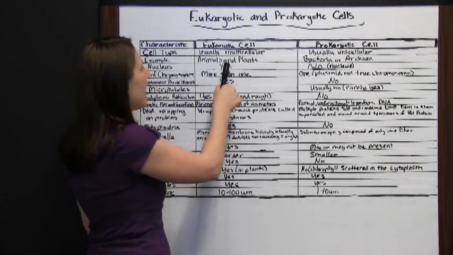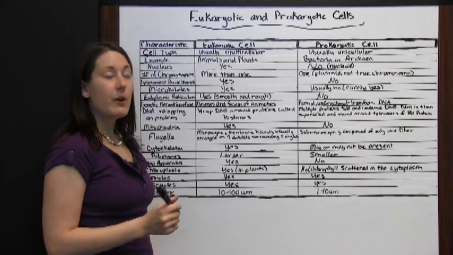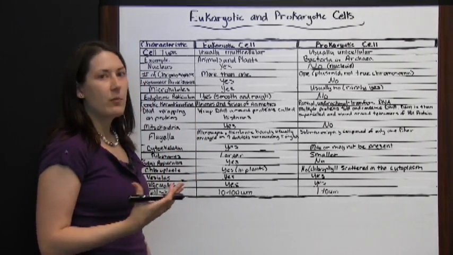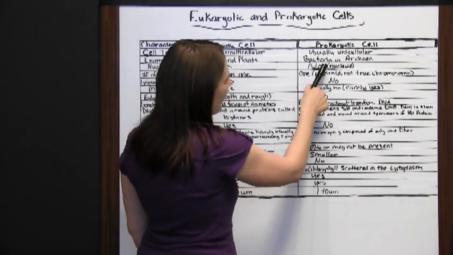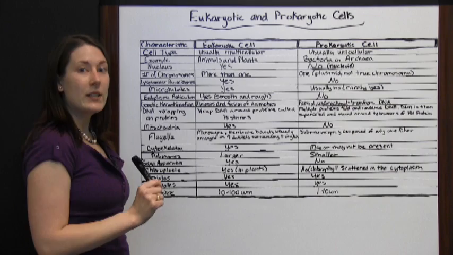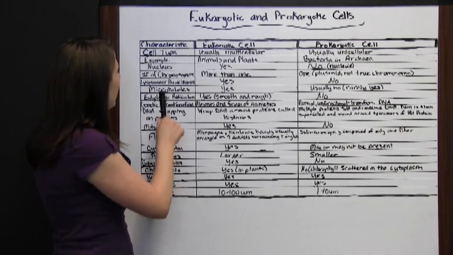Examples would be animals and plants, which are composed of eukaryotic cells. There are a lot of cells that make up each animal or plant. Bacteria and archaea are prokaryotic cells. Usually it's just one cell standing by itself.